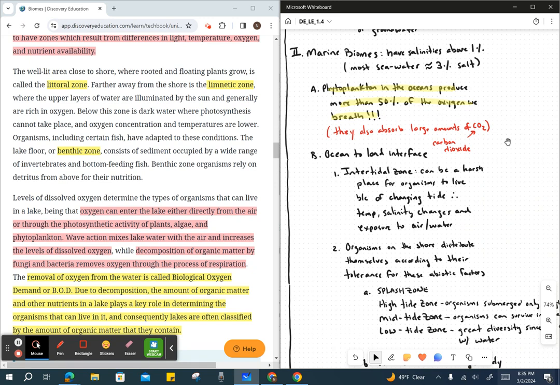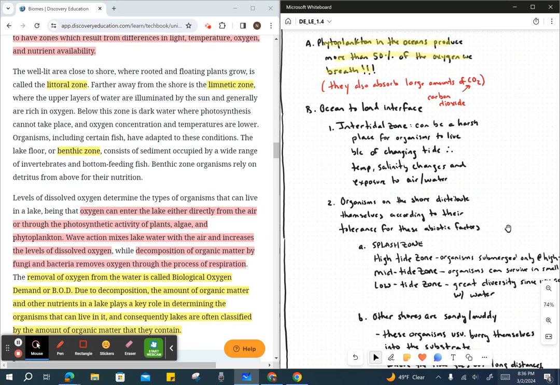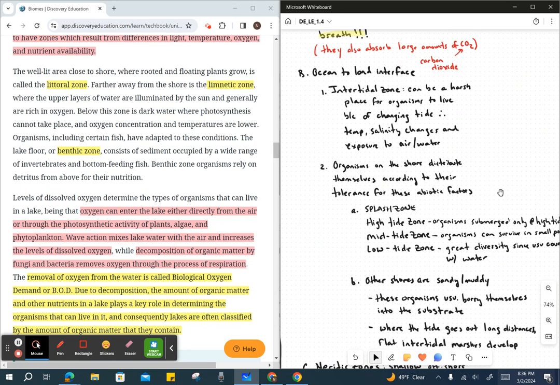So organisms on the shore, then, this sounds natural, they're going to be distributed based on their tolerance. If you can tolerate the salinity variation, you might be higher up in these intertidal zones. If you can tolerate the temperature fluctuations, you might be higher up in these zones. So, what are these zones? Well, your book actually just talks about the high tide zone, mid tide zone, and low tide zone. There's a splash zone up at the higher levels.